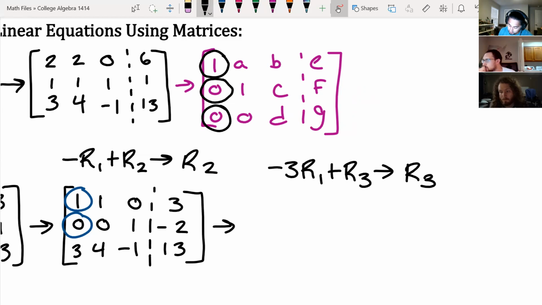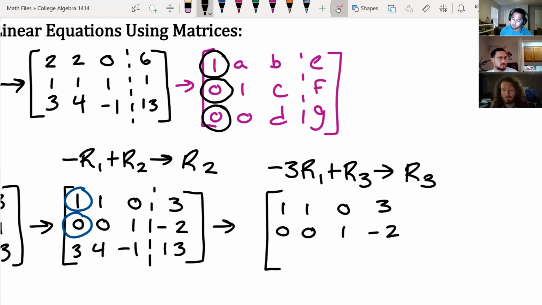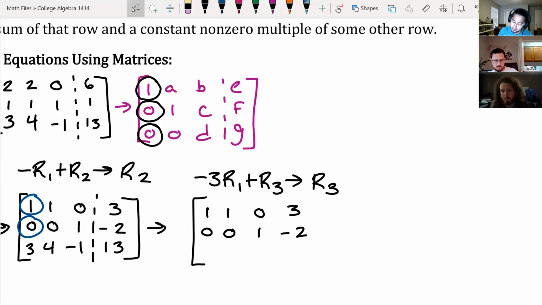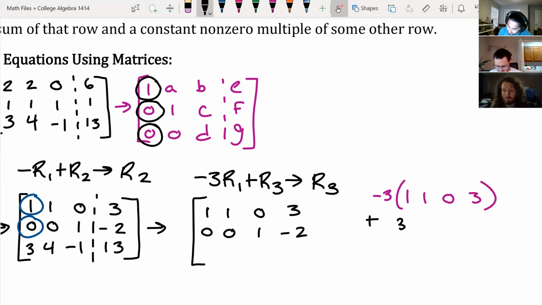All right. So get my matrix ready. And this stays the same. 1, 1, 0, 3, 0, 0, 1, -2. And now we're manipulating row 3. So here's my side work again. We're taking -3 and multiplying row 1 by it, and then we're adding it to row 3, which is 3, 4, -1, 13.